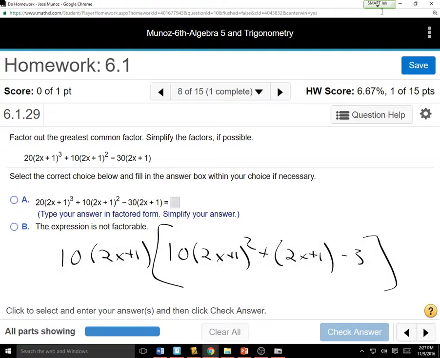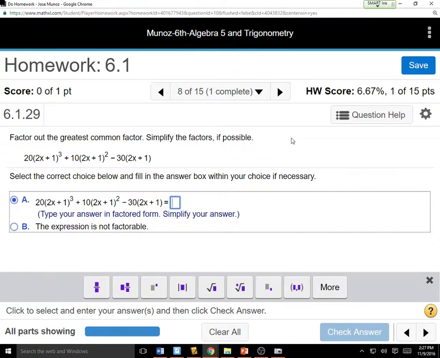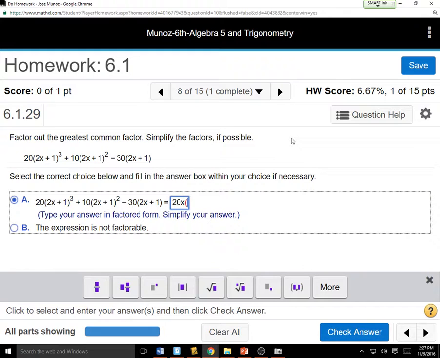So let me clear my throat. Okay, so what was it? 20x, parentheses 2x plus 1, parentheses 4x plus 5.